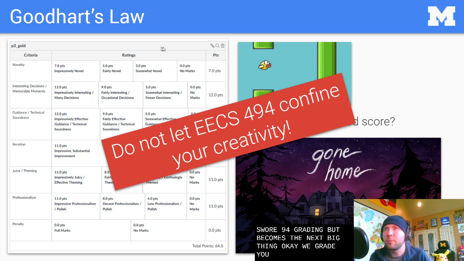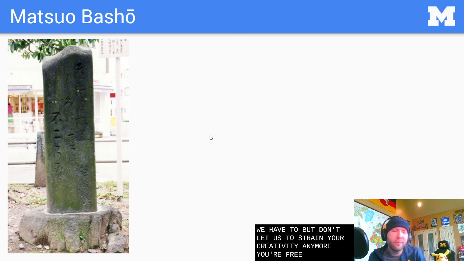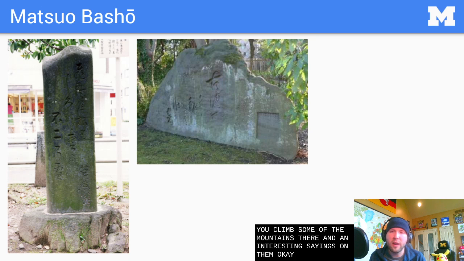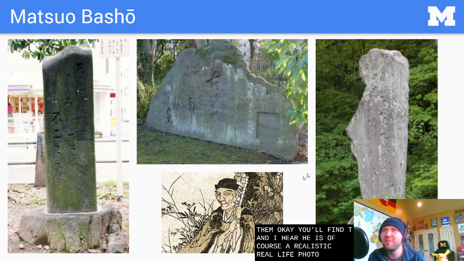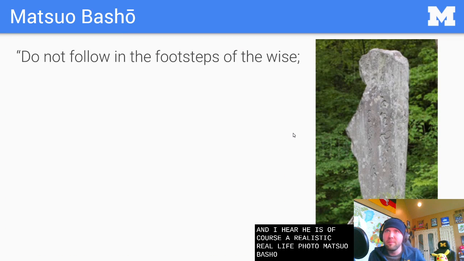We grade you like this because we have to, but don't let us constrain your creativity anymore. You're free. There's a famous Japanese poet, Matsuo Basho. I think if you go to Osaka, you'll find his statues as you climb some of the mountains there. And they have interesting sayings on them, okay? You'll find them all around. And here he is, of course, a realistic, real-life photo. Matsuo Basho. He has a really, really amazing saying.